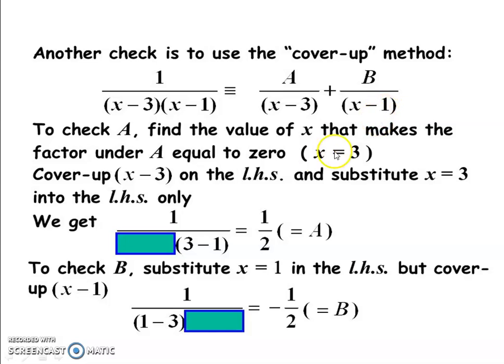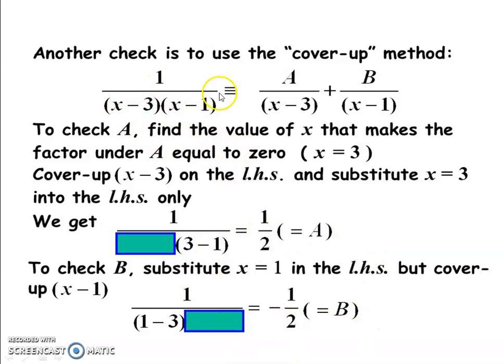If we put x equal to 1, that means the bracket x minus 1 is 0. So 1 minus 3 is minus 2, so minus 1 upon 2 is equal to B. The cover up method is also applicable for partial fractions, but it is applicable when the numerator has only one value. That's why we apply this method.